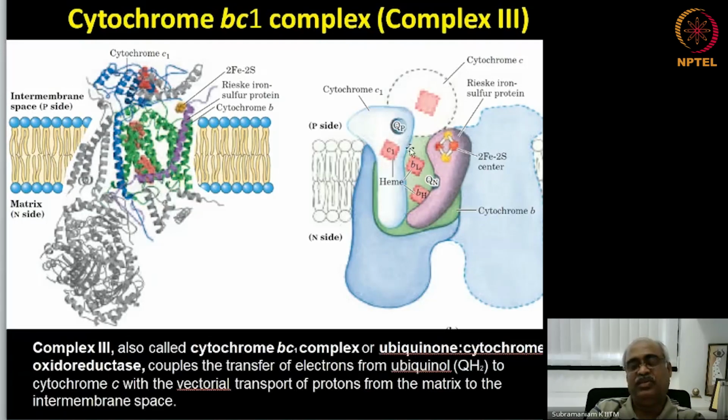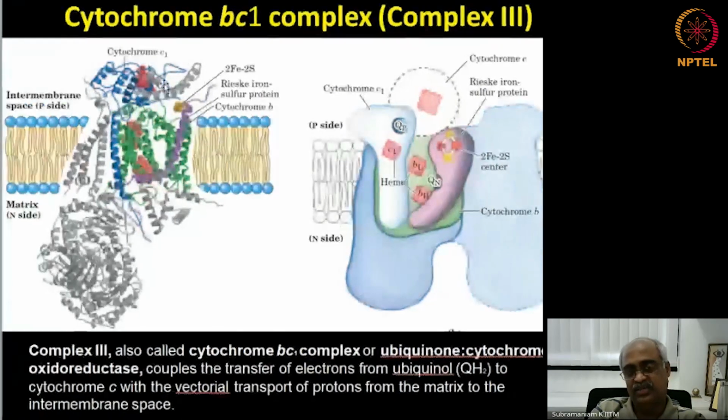So where is the electron coming from and where is it flowing to? It is from the QH2, which we saw in the previous step, and ultimately it goes to the cytochrome C. This is not part of the complex. It is shown here for clarity of the substrate. Do not think cytochrome C and C1 are identical. So C1 is part of the complex while C is not. And C is the ultimate acceptor of the electron coming from QH2.